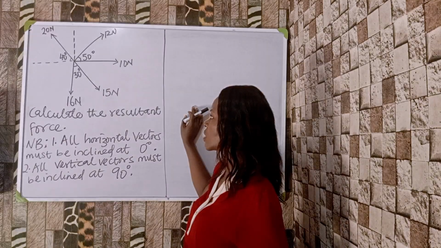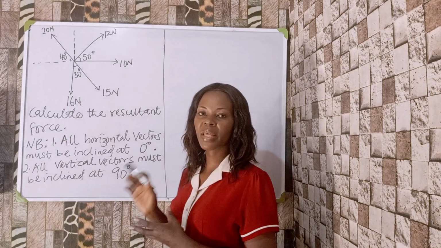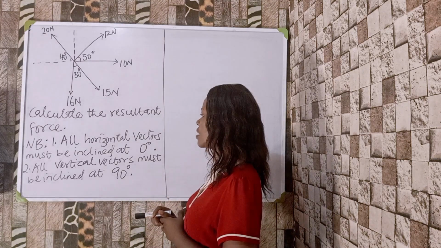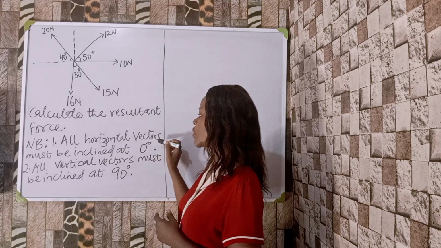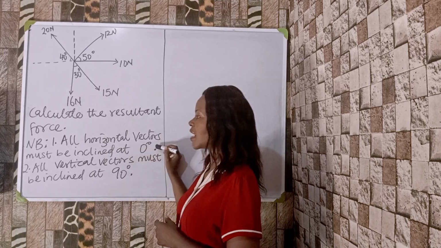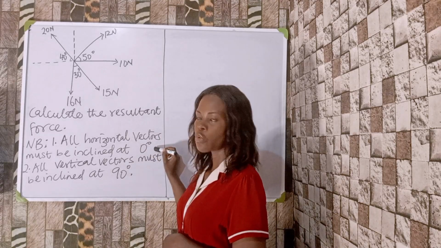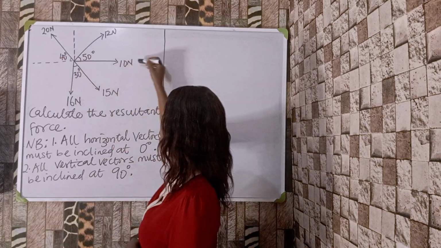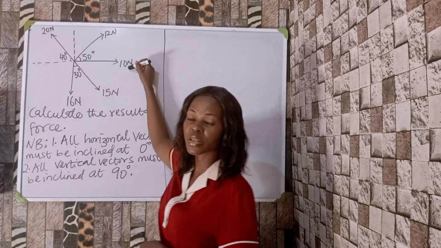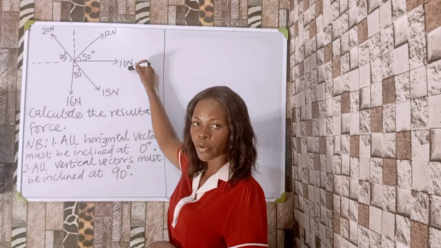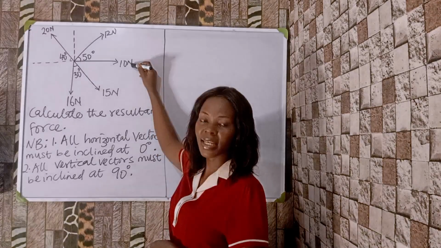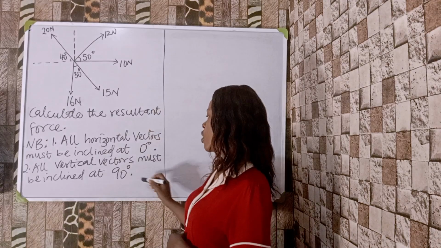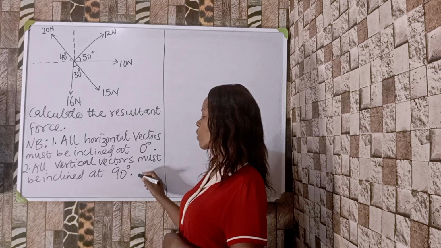For us to calculate the resultant force, we have to take some things into consideration. The first thing to note is that all horizontal vectors must be inclined at what? 0 degrees. Which one is a horizontal vector? Any vector that is lying on the horizontal is said to be a horizontal vector, and it is inclined at 0 degrees.